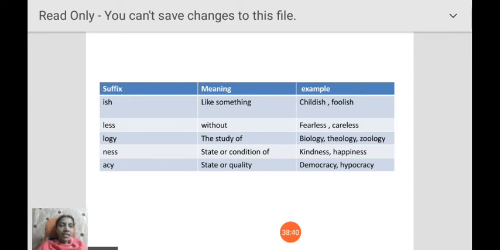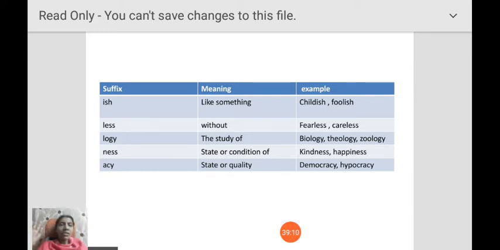Ness, state or condition of. It shows that something is in some state or condition. Like kindness, it is a state. How you are in a state of kindness. Happiness, sadness, coldness, badness, goodness. There are a number of words with this.